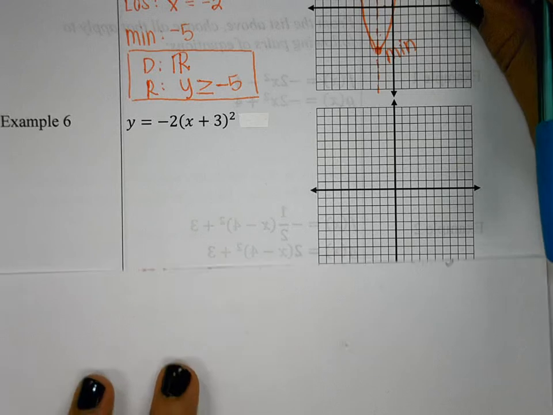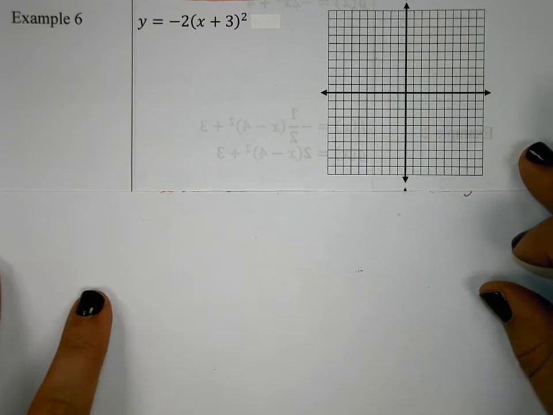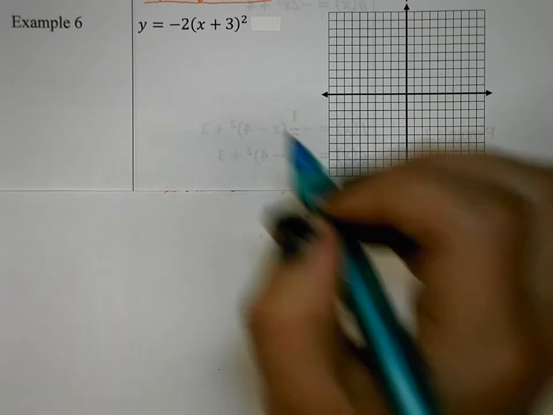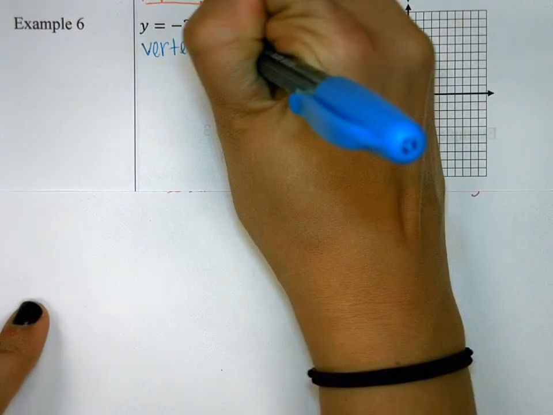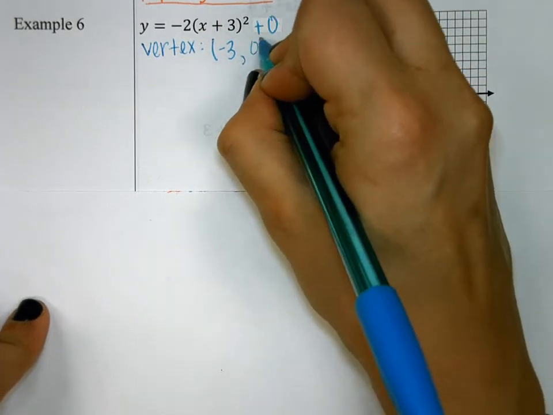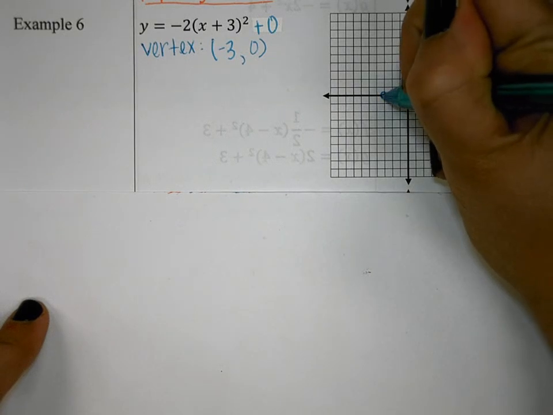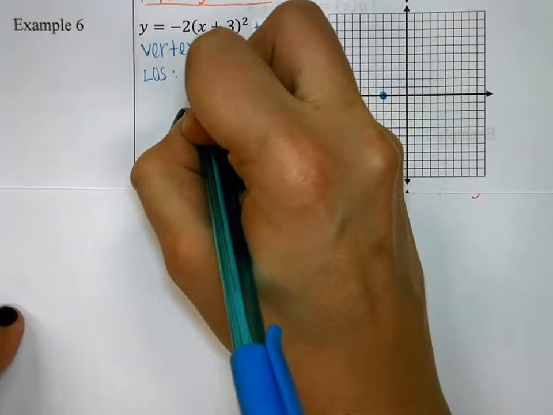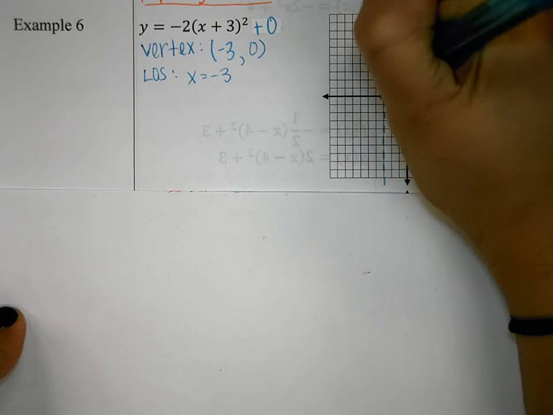So example 6. We have -2 times x plus 3, and our vertex here is negative 3, and then we're missing the y value, but that's the same as saying plus 0. So it's actually negative 3, 0. So let's graph that. 1, 2, 3, and then a point here at 0. My line of symmetry is at x equals negative 3. So I'm going to draw that line of symmetry.